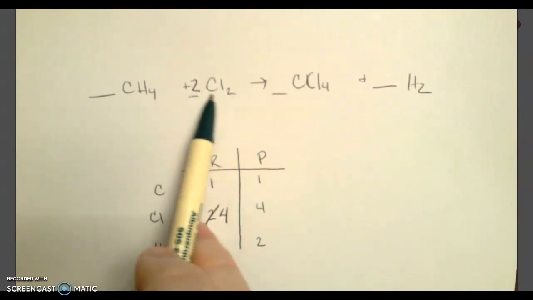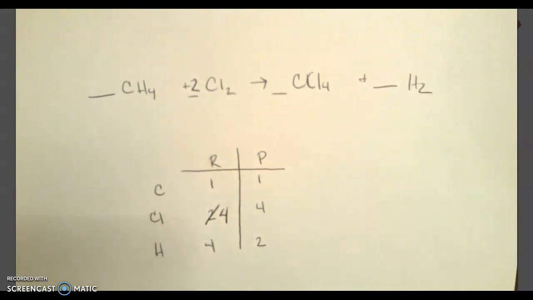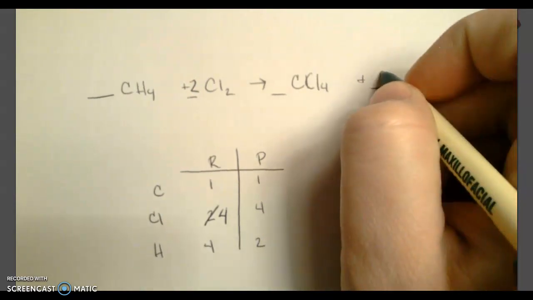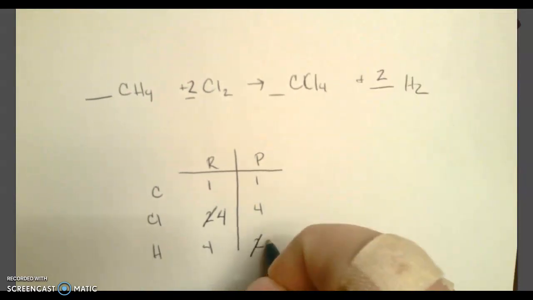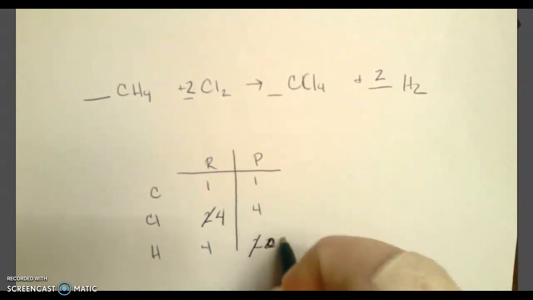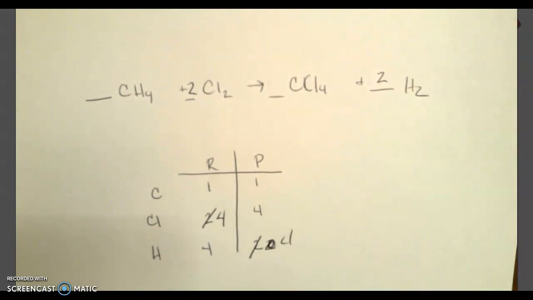The only atom type was chlorine, and chlorine got updated, so now I need to pick somewhere else to go try. Hydrogen is unbalanced. I need more hydrogen in my product. I put a 2 in front. Oops, sorry. 2 times 2 is 4. I have 4, and look at that. We're balanced.